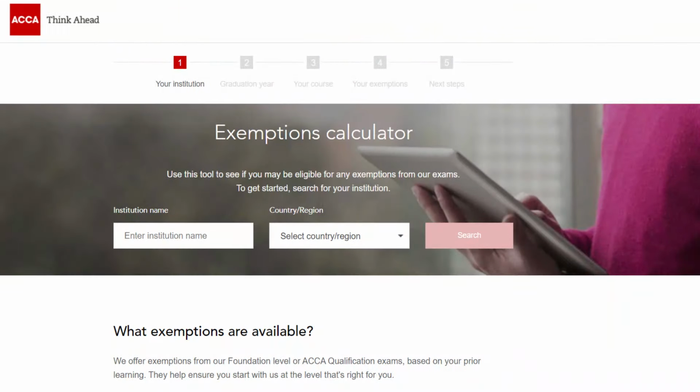So guys, these are the most common, most frequent kinds of questions we get for exemptions. Please remember that no matter which category you fall under, always go back, like I told you in the beginning, and check it in the exemptions calculator. So guys, that was our video on in-depth discussions on all kinds of exemptions that ACCA gives.